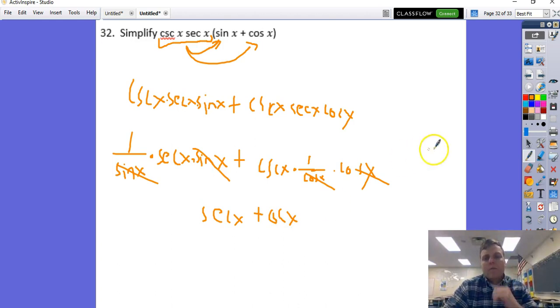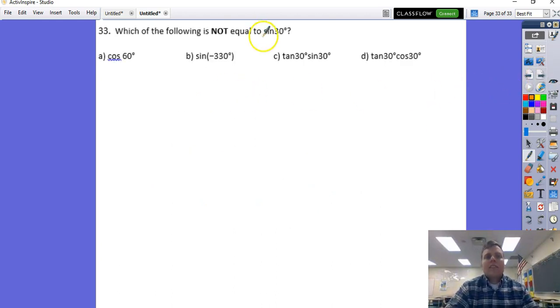And there you go. That says cosecant, CSC. That was some really bad handwriting, but that's what that says right there, CSC. Alright, problem 33. Which of the following is not equal to sine 30 degrees?